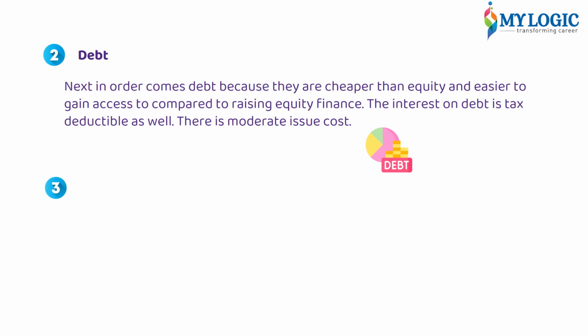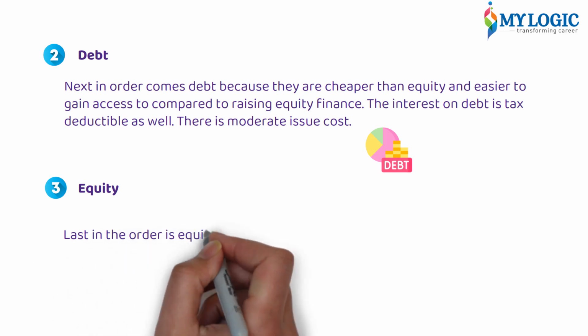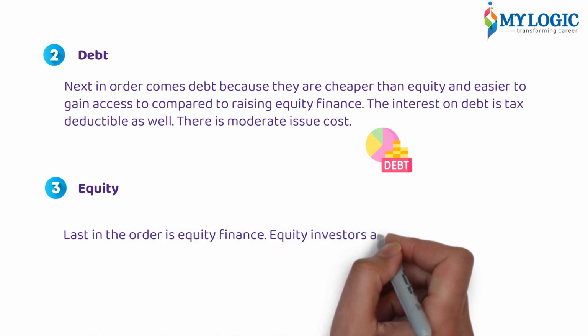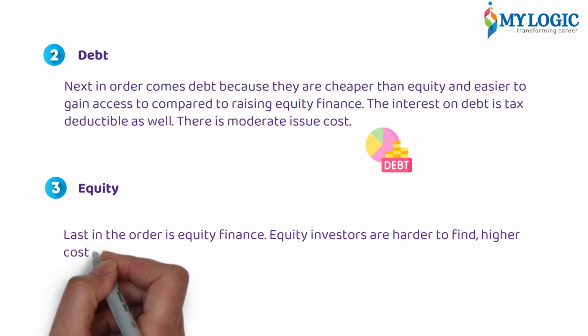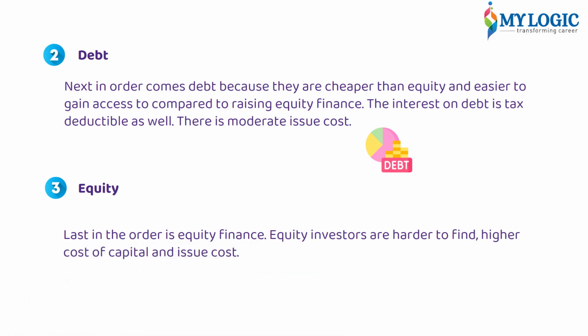Number 3. Equity. Last in the order is equity finance. Equity investors are harder to find. Higher cost of capital and issue cost.